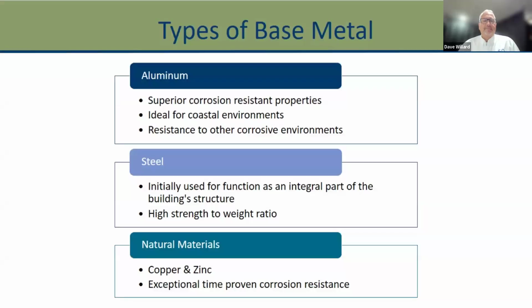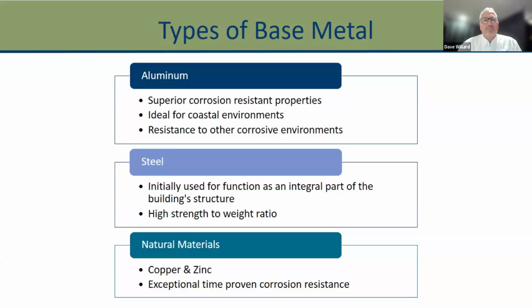So your basic base metals, when we talk about the base, is what's the substrate of the material being used. Obviously, aluminum is widely used now because it's corrosion resistant, so you don't have to worry about corrosion. It's great for coastal environments where there's going to be sea salt. We'll talk about that a little bit further down in the presentation. Its resistance to other corrosive environments makes aluminum a great choice.